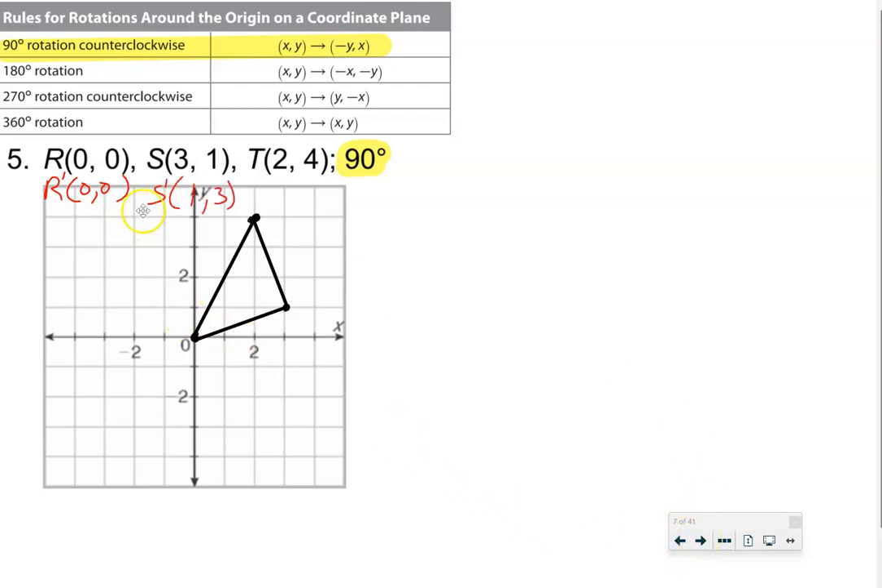Alright, now S prime here, the first step is to swap it. So I swapped it. So I have (3, 1), change it to (1, 3). And then the next step is to change the sign to the opposite. So the 1 is positive, we're going to make it negative. Alright, next we've got T prime. And we're going to swap it again. (2, 4), we're going to swap it and make it (4, 2). And we're going to change the sign from positive 4 to negative.